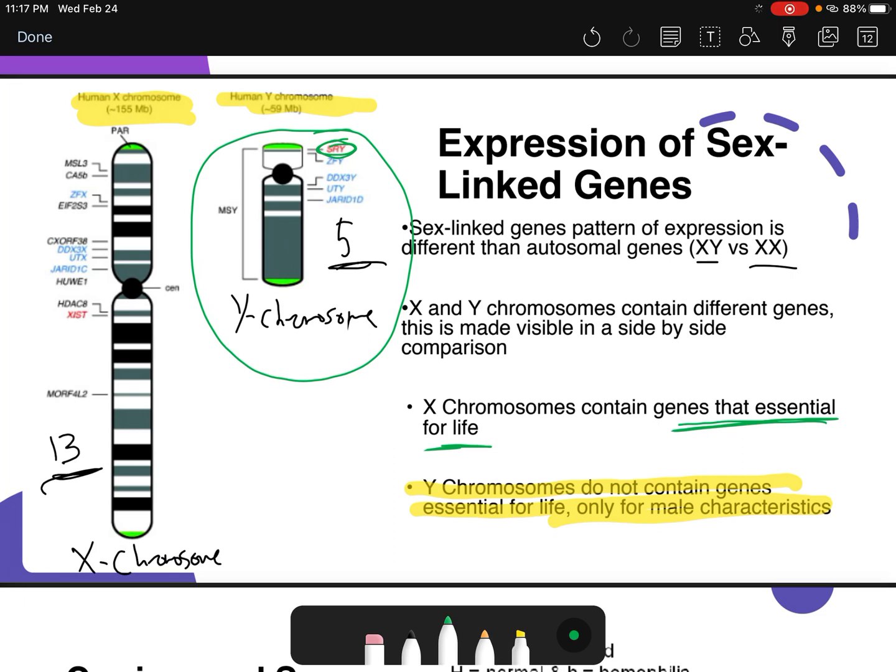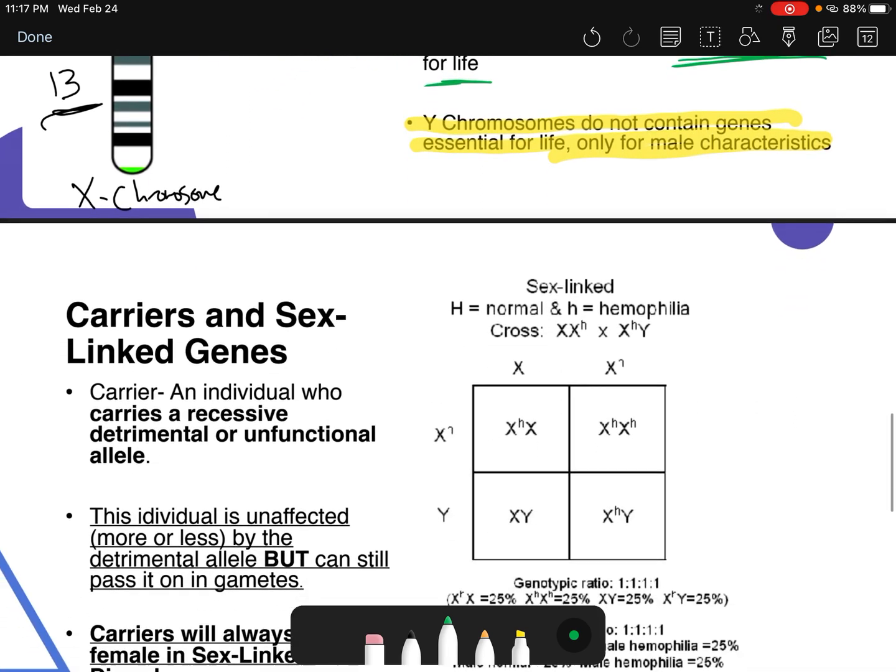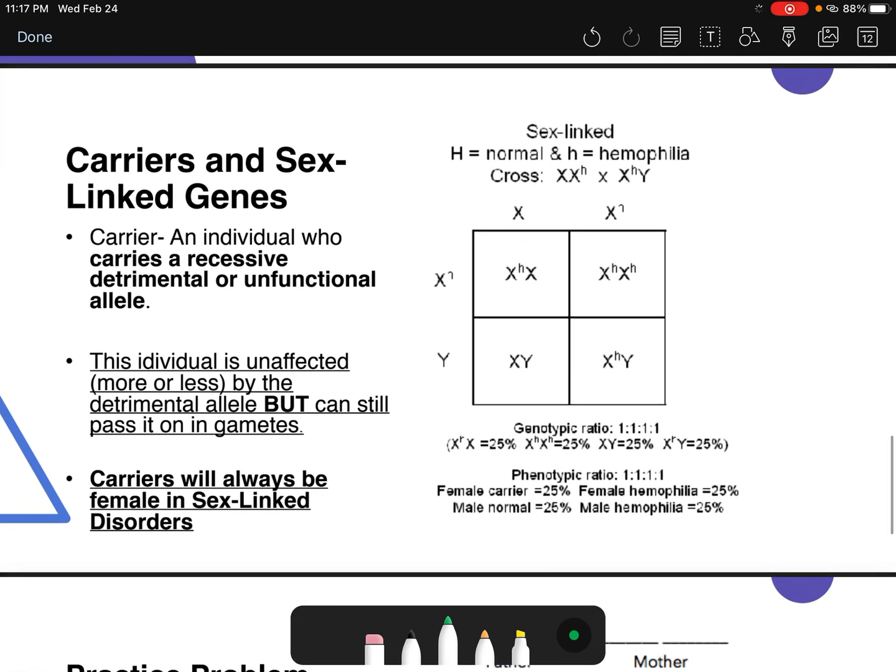So I just wanted to show you guys that before we got too far into the sex linkage, and hopefully it makes a little bit more sense when we get that far into the notes. Okay, another thing that I want to talk about right away is carriers.